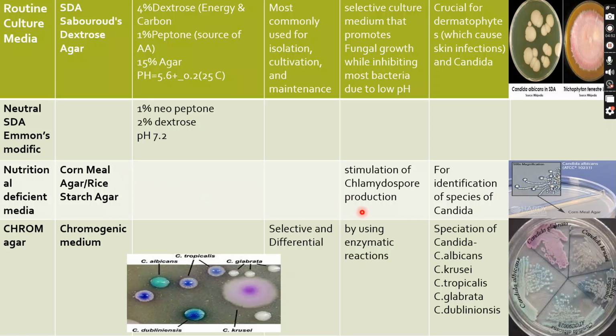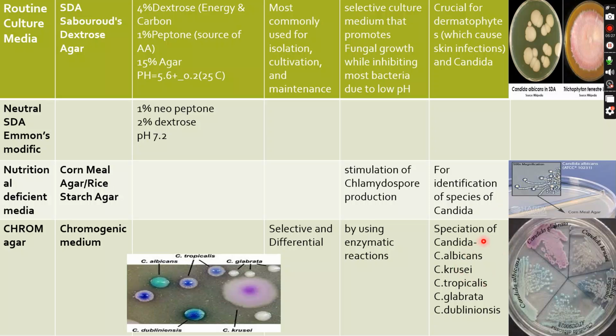These are mainly for unfavorable conditions, like for the stimulation of chlamydospore production, that is for the identification of a species of Candida. Okay, so after the nutritionally deficient media, there is chrome agar, that is a chromogenic media. As the name indicates, it is a selective and differential media, and this is for the speciation of Candida. Different species of Candida we can grow in this media, and by their selective color we can differentiate the different species of Candida.